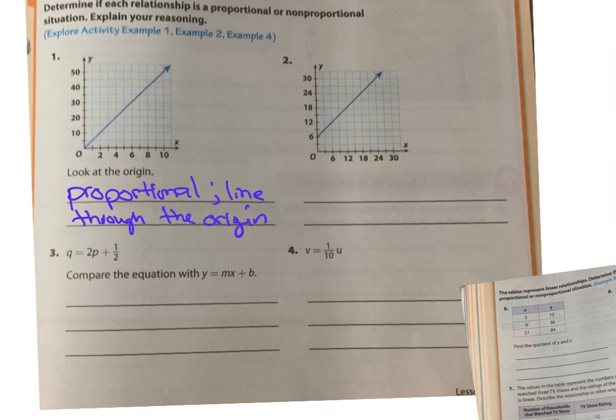Okay, the second one I already heard was non-linear, non-proportional. I mean, it's linear, sorry. Non-proportional because it doesn't go through the origin. Linear means it's a straight line.